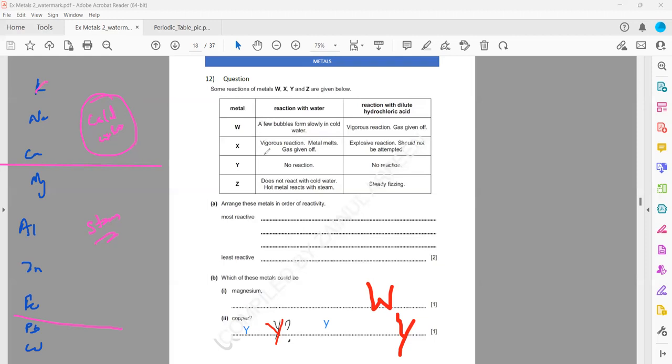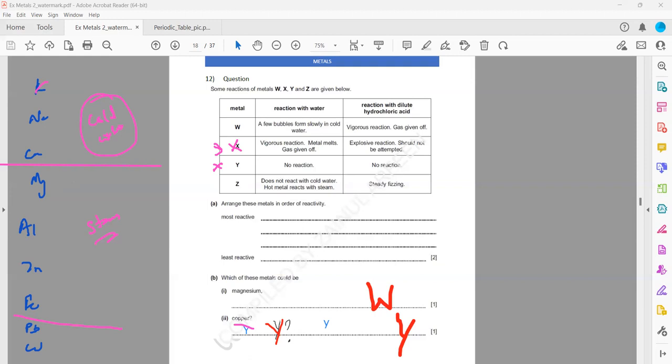So after X, what else do we have? This Y is no reaction. And when you talk about copper, copper does not react with water nor with steam, nor with dilute acid. So that's why copper is Y. Then we want to work out why X cannot be magnesium. Because it is reacting vigorously with the water, but magnesium does not react vigorously with cold water, or normal temperature water. It cannot be Y as well. Y does not react with cold water, hot metal reacts with steam.